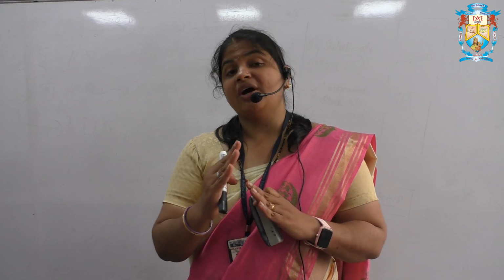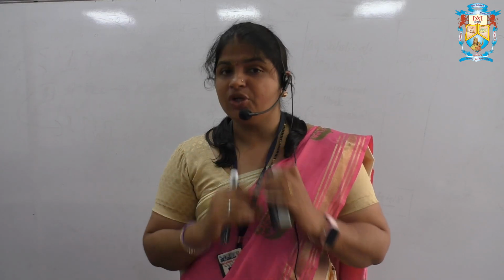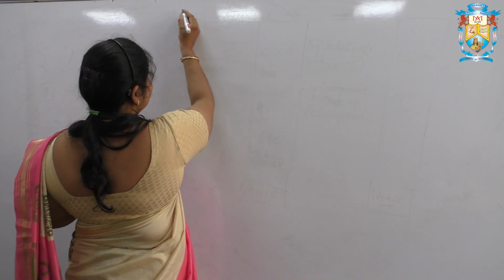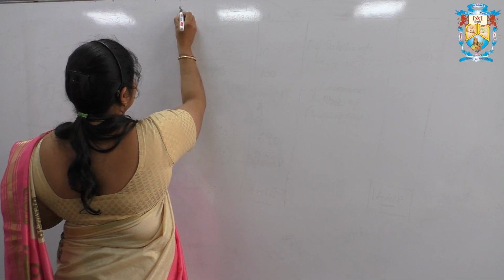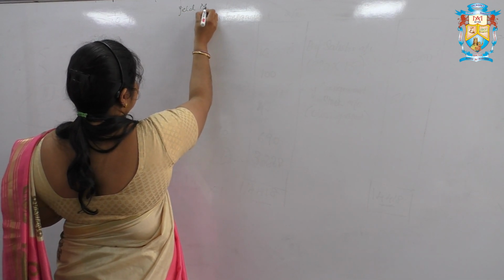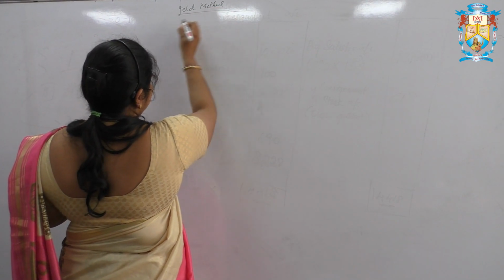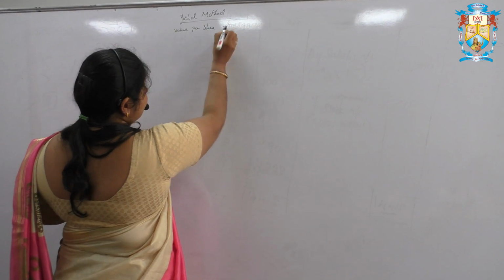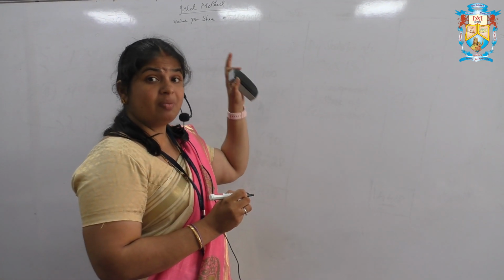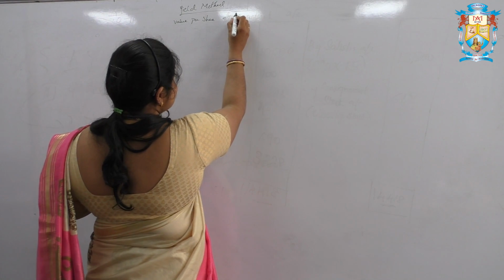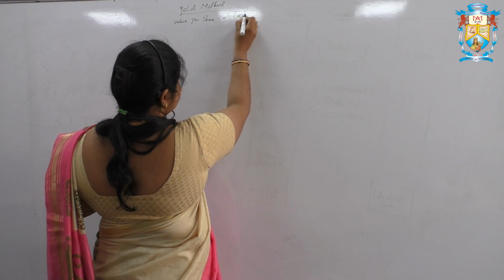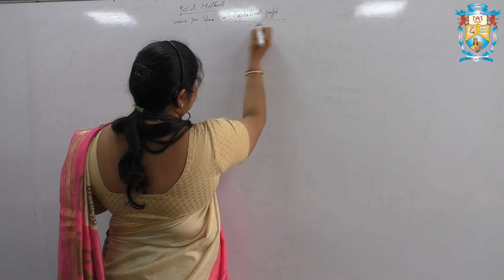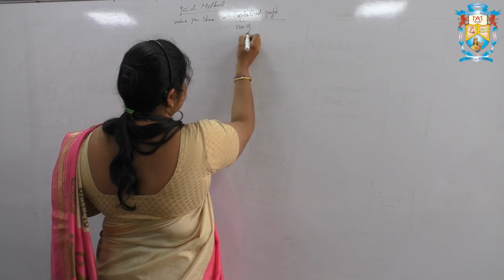Under yield method, you have to calculate profit available to equity shareholder. So first I will write the formula. The main formula to calculate yield method: value per share. Here per share is nothing but you are going to calculate the value of one share. Formula is capitalized profit divided by number of equity shares.